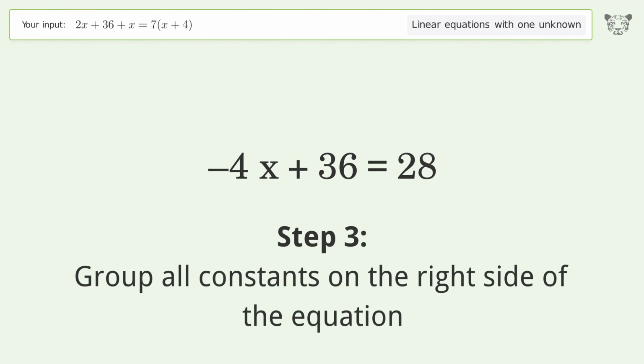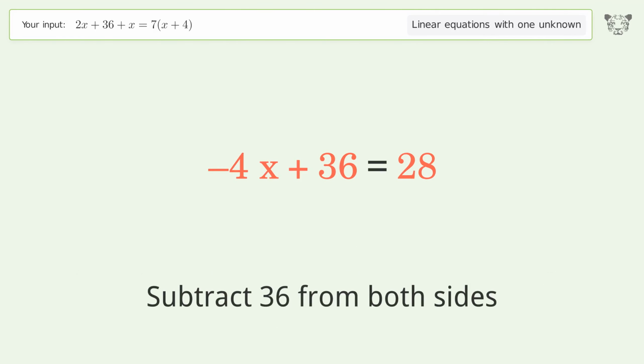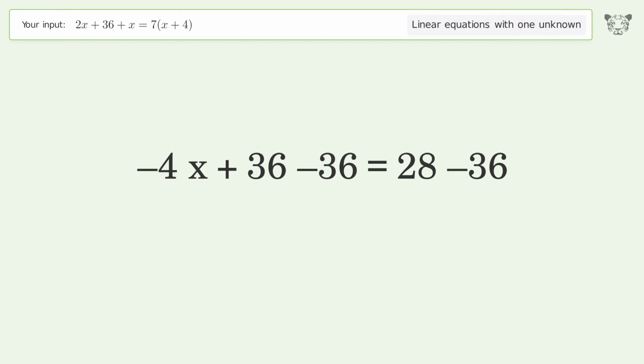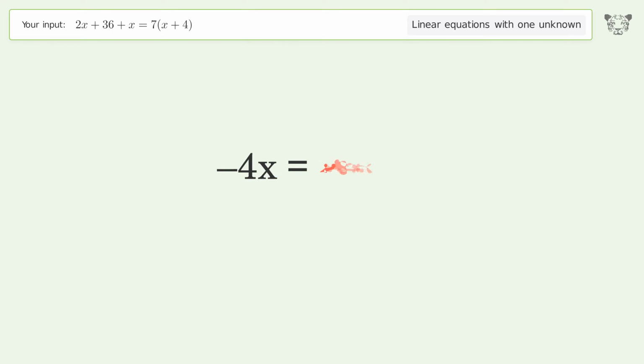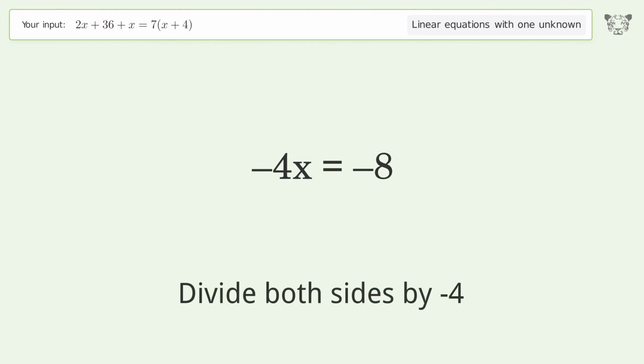Group all constants on the right side of the equation. Subtract 36 from both sides. Simplify the arithmetic. Isolate the x. Divide both sides by -4.